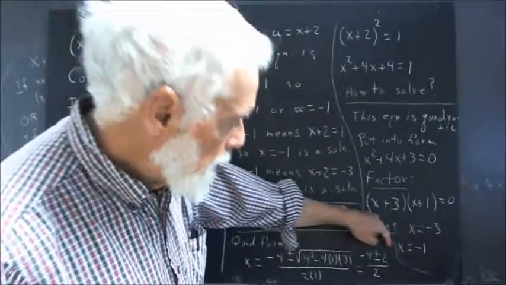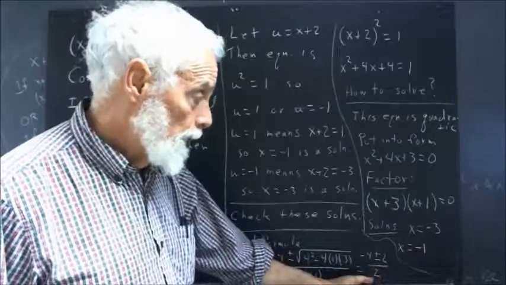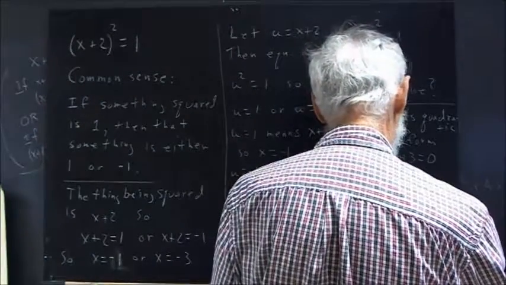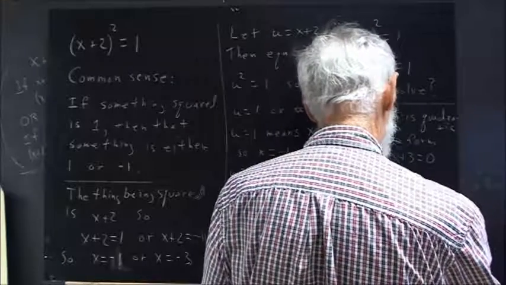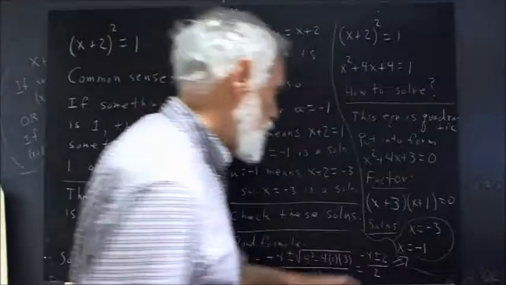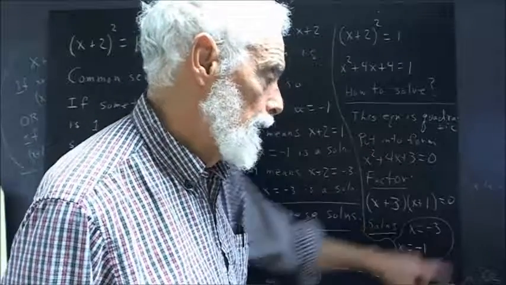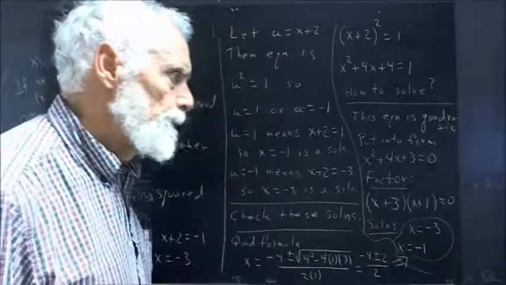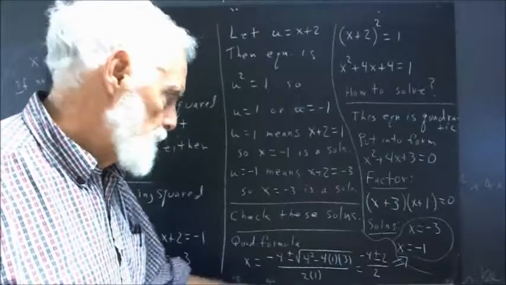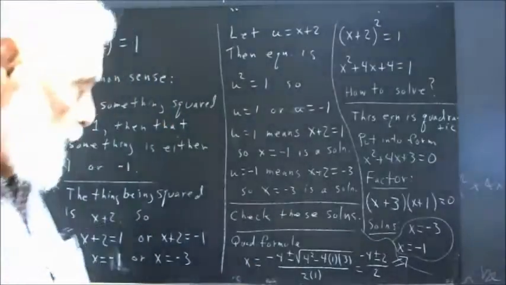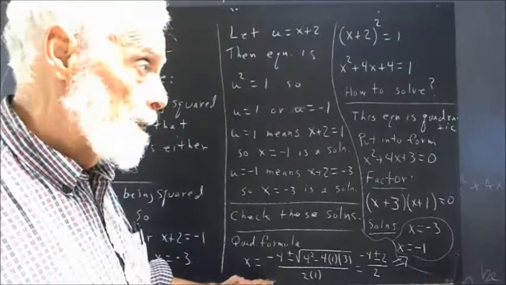Well, negative 4 plus 2 is negative 2. Divided by 2 gives us negative 1. And negative 4 minus 2 is negative 6. Divide that by 2, you get negative 3. You should verify that. And you certainly know how to work out the quadratic formula. And that's kind of a last resort.